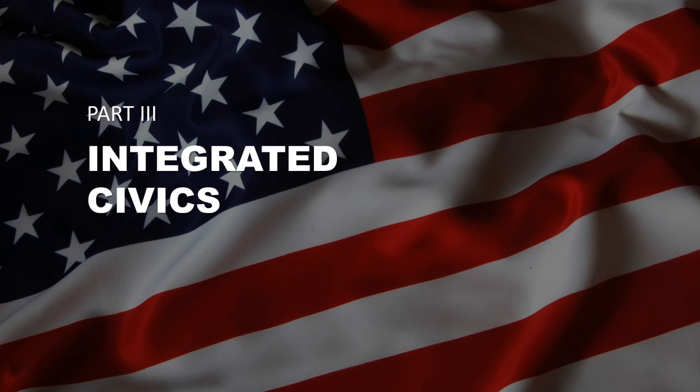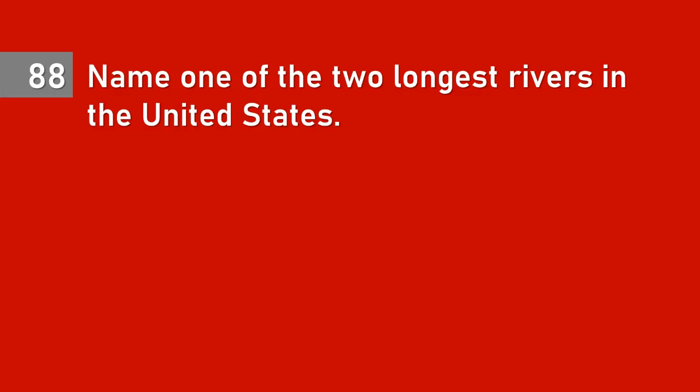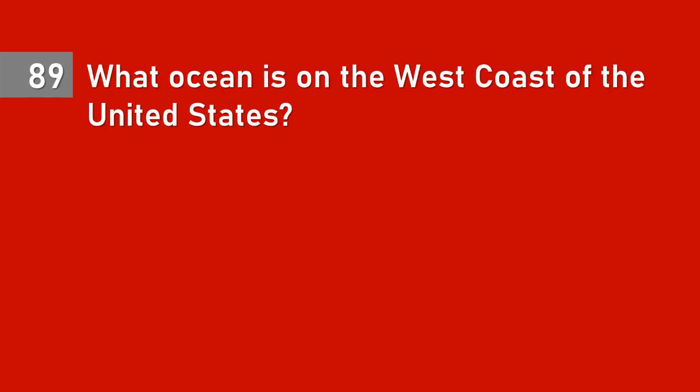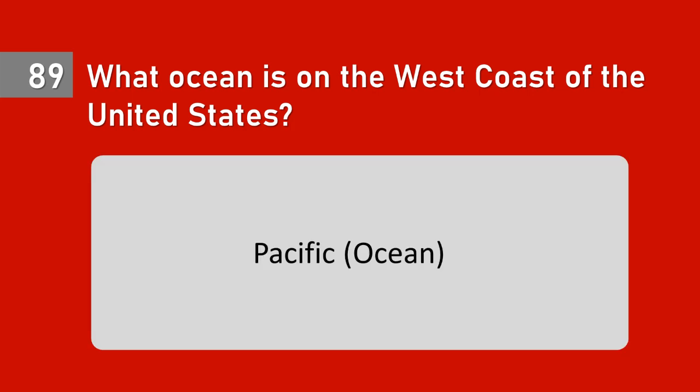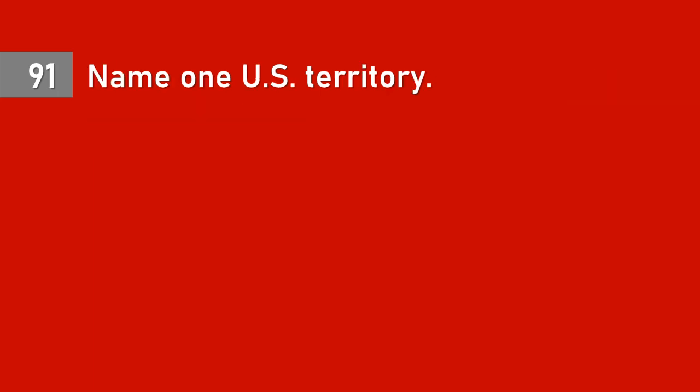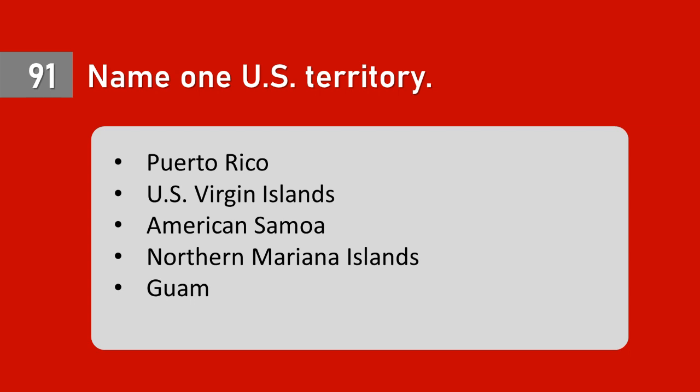Part 3, Integrated Civics. Section A, Geography. Question 88. Name one of the two longest rivers in the United States. Missouri River. Mississippi River. Question 89. What ocean is on the west coast of the United States? Pacific Ocean. Question 90. What ocean is on the east coast of the United States? Atlantic Ocean. Question 91. Name one U.S. territory. Puerto Rico. U.S. Virgin Islands. American Samoa, Northern Mariana Islands, Guam.